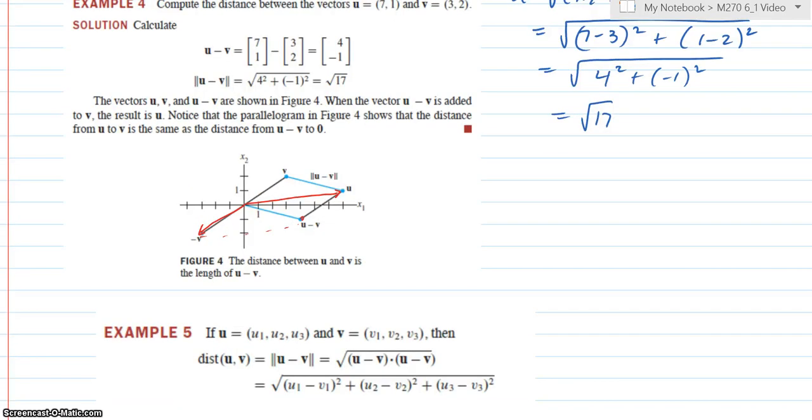So even in R3, R4, the distance of two vectors can be called the norm of U minus V. So if we take U minus V dotted with U minus V, we do end up with our distance formula: U1 minus V1 squared, U2 minus V2 squared, each entry, and U3 minus V3.